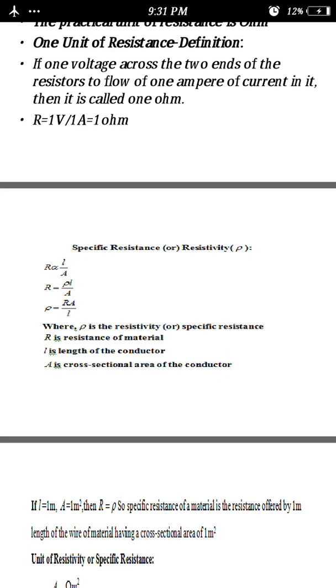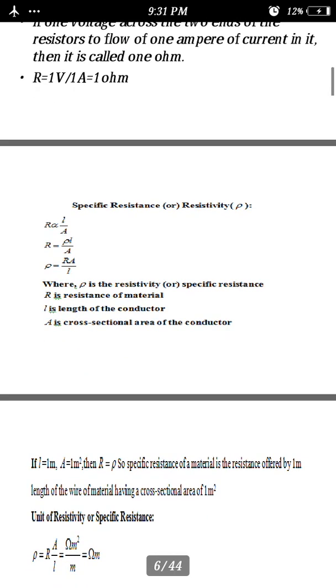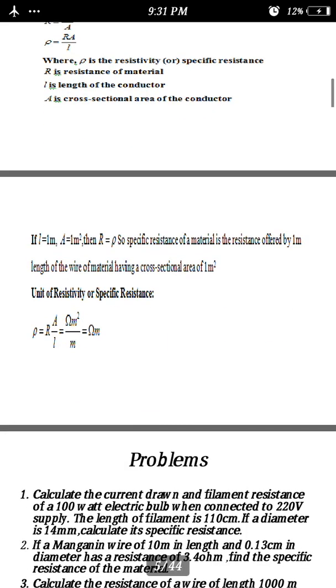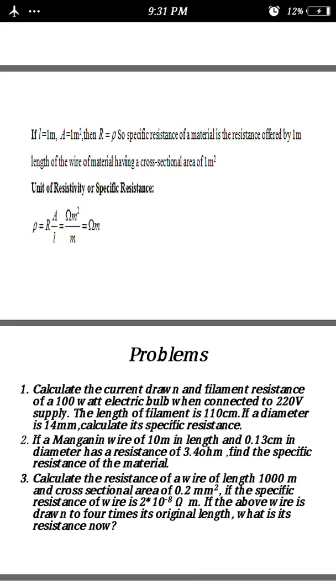A special property of resistance is the resistivity, also called specific resistance. It means that resistance is directly proportional to the length of the conductor and inversely proportional to the cross-sectional area of the conductor. The proportionality constant rho is used here, and that constant is called resistivity. The unit of specific resistance is ohm meter, obtained from the formula resistivity equals R into A by L.